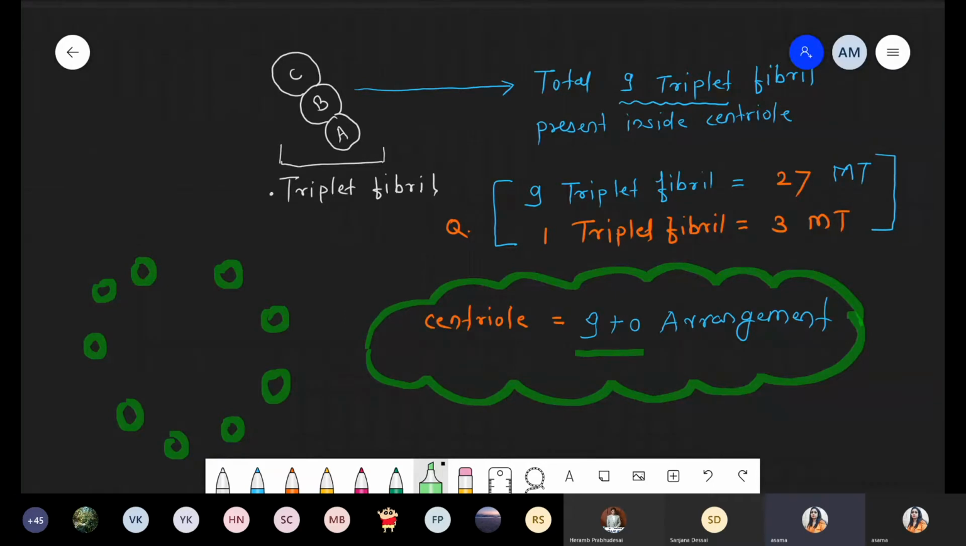Okay, so now we are taking some detailed structure of the centriole, how it shows this type of 9 plus 0 arrangement. So should I continue with the diagram?